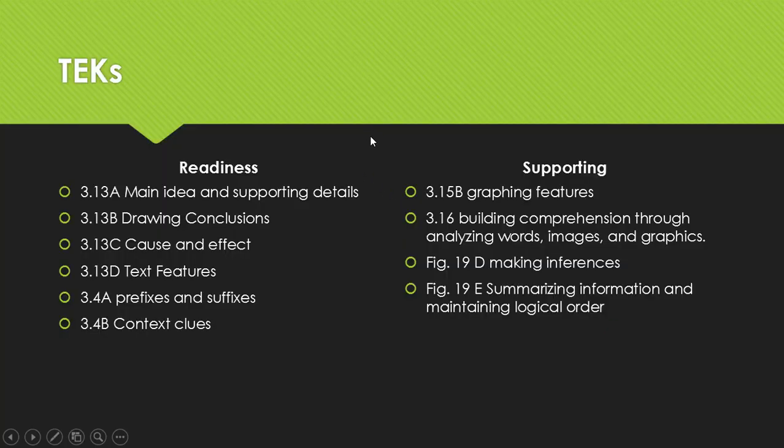The readiness TEKS in this unit are main idea, supporting details, drawing conclusions, cause and effect, text features, prefix, suffix, and context clues. Supporting TEKS include graphic features, building comprehension through analyzing words, images, and graphics, making inferences, and summarizing information, maintaining the logical order. Let's get started on breaking down each of these TEKS.